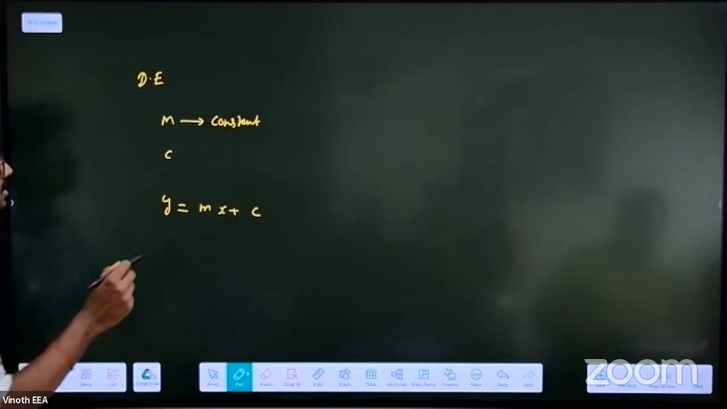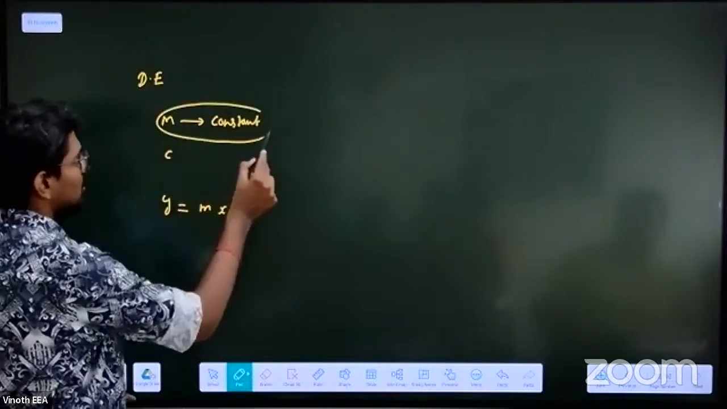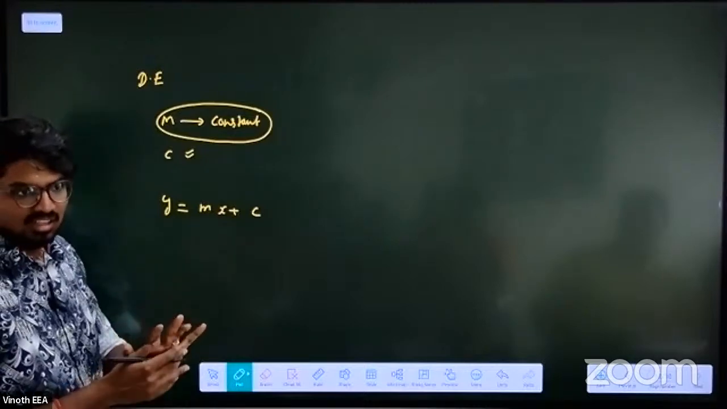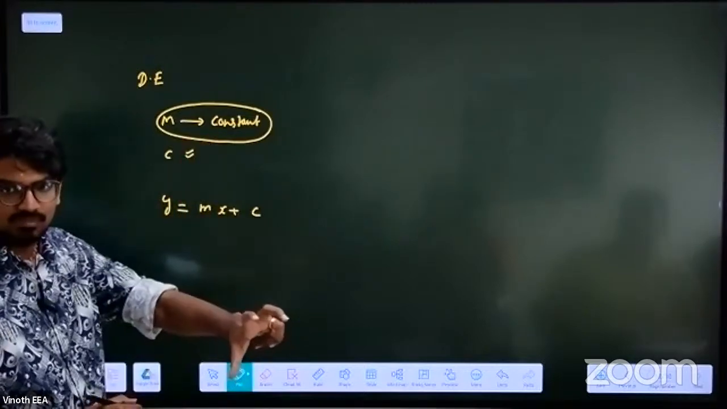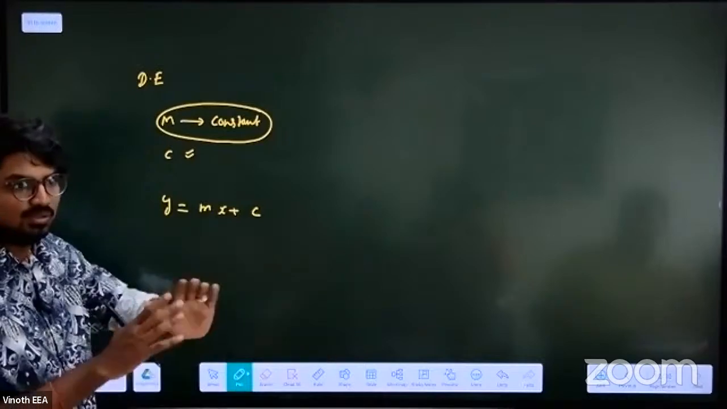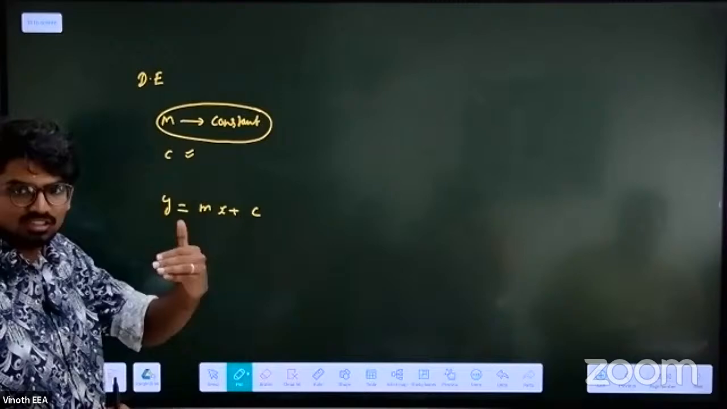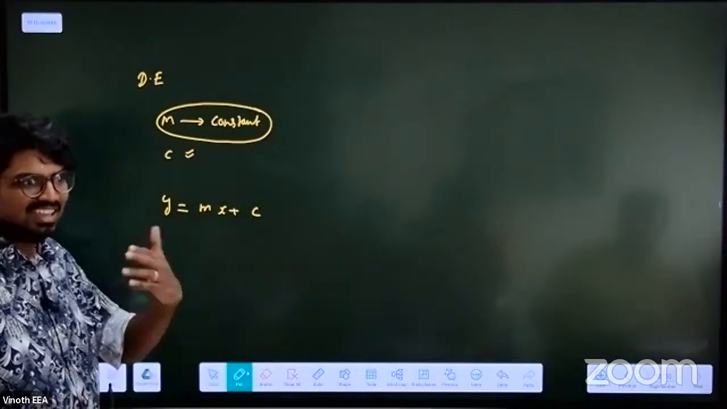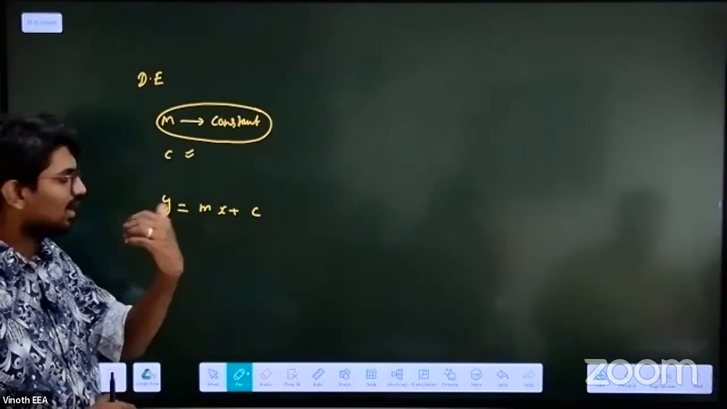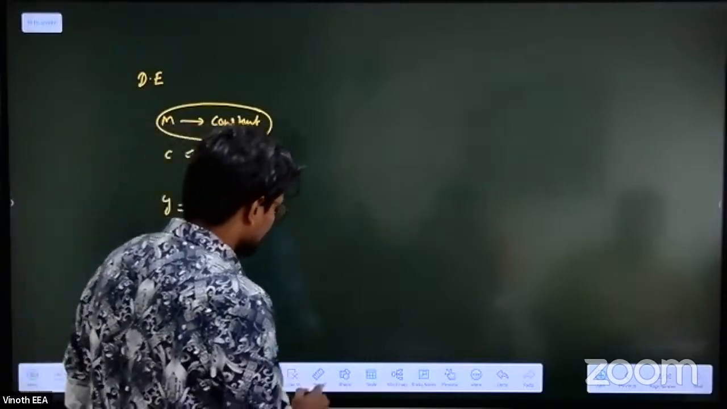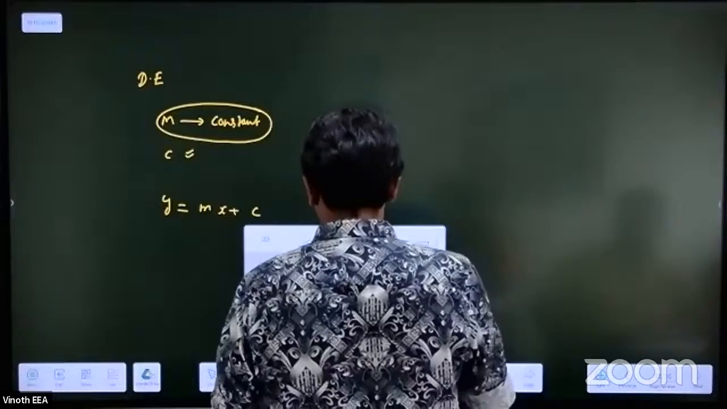But in the question, they mention that m is constant and c is just the y-intercept, which means the m value should be fixed. I should not vary the m value. The m value is a fixed value, and c value is a constant, but it is going to be arbitrary, which means I can vary the c value also. I will explain what that means. Okay, just one minute.